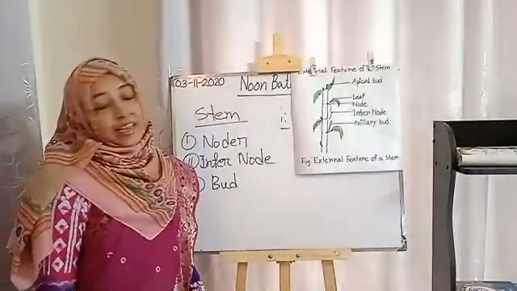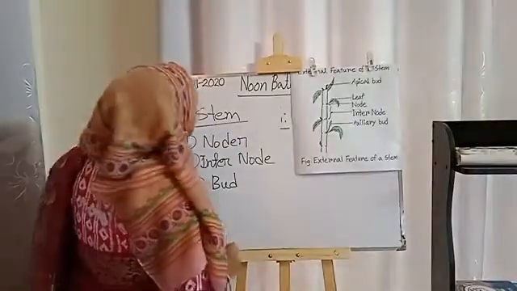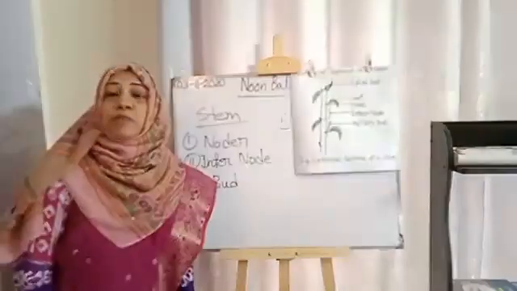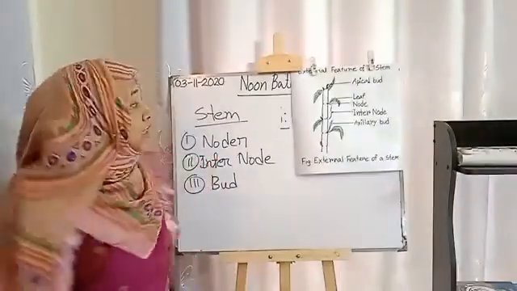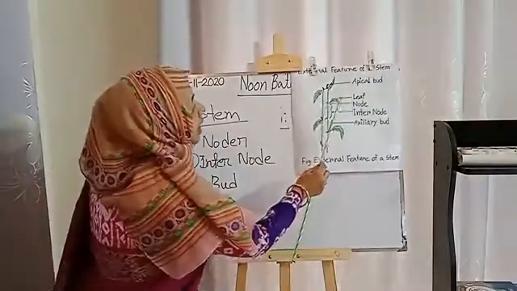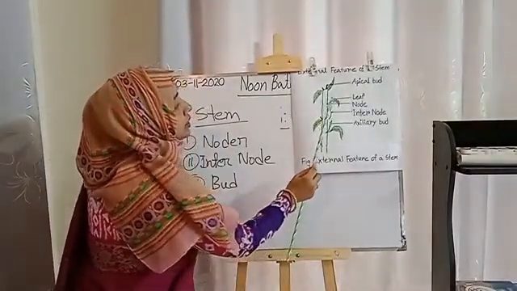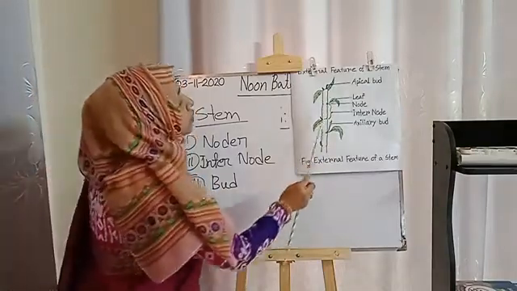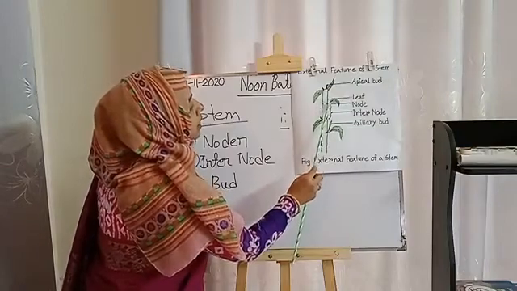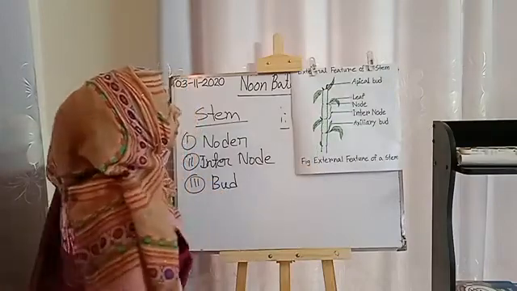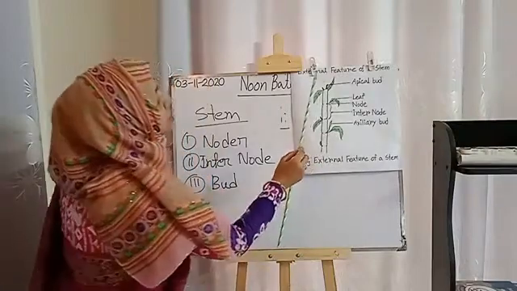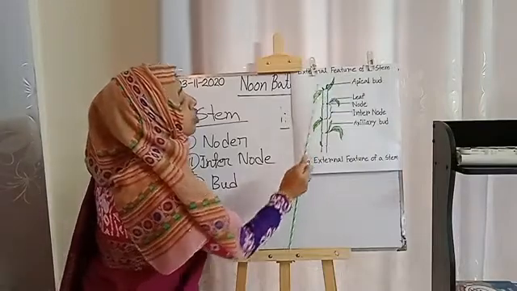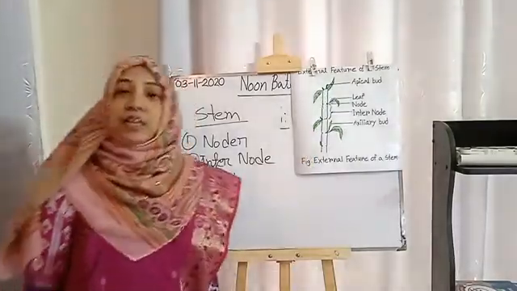Okay. Now, a bud grows from the axil. The angle between the stem and the leaf is called the axil, and the bud that grows from the axil is called an axillary bud, and the bud that grows at the apical position of the stem or branches is called an apical bud.